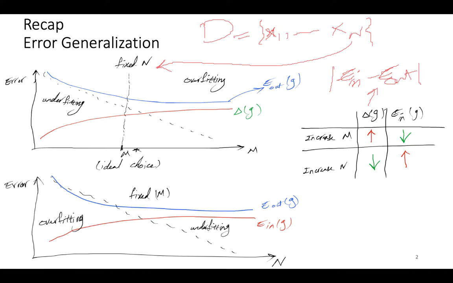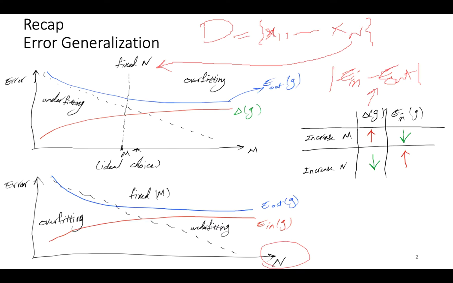On the other side, if you fix M, say we fix M to only two hypotheses, so our model is not that complex. It's just a linear model, for instance, right? And we keep adding training examples, okay? We don't have a very complex hypothesis, but we have more and more N, right?